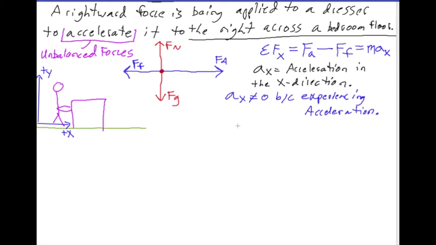Next, we're going to go ahead and write our net force equation for the y direction. So net force in the y direction is equal to the forces pointed up, in this case force normal, minus the forces pointed down, in this case force gravity. And we know that this is also equal to mass times acceleration. This time though, acceleration is in the y direction. So just to clarify, a_y is talking about acceleration in the y direction.